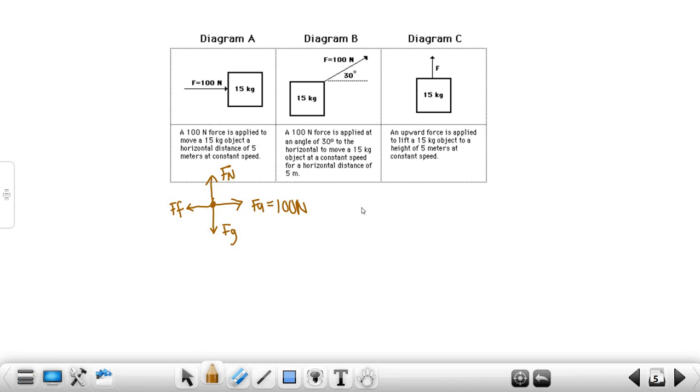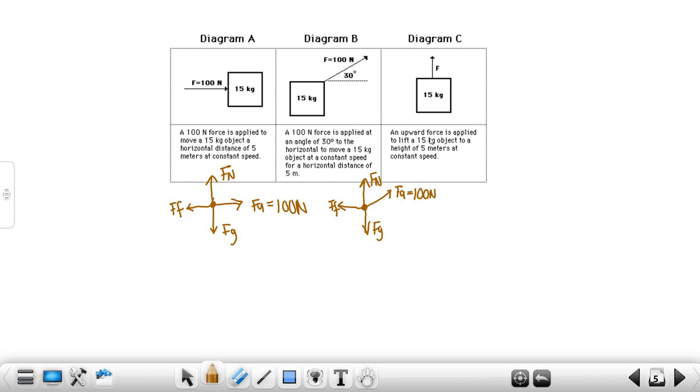Diagram B is saying that here you've got this box. The box has normal force and gravitational force always. If it's on a surface with friction, then it will have friction in the opposite direction to motion. And the only difference now is that the applied force of 100 Newton is acting at an angle.